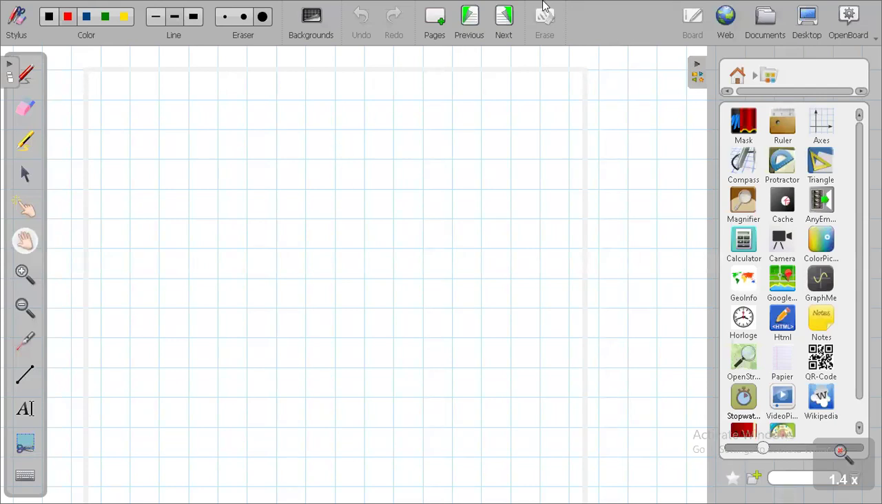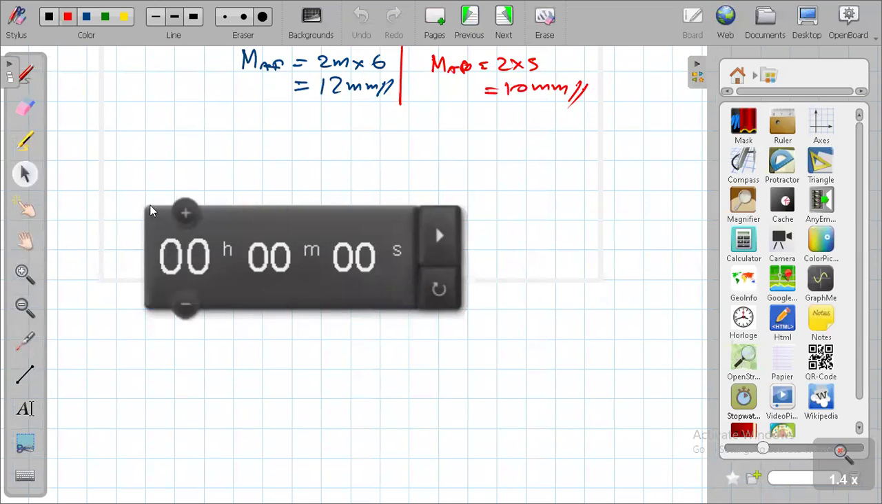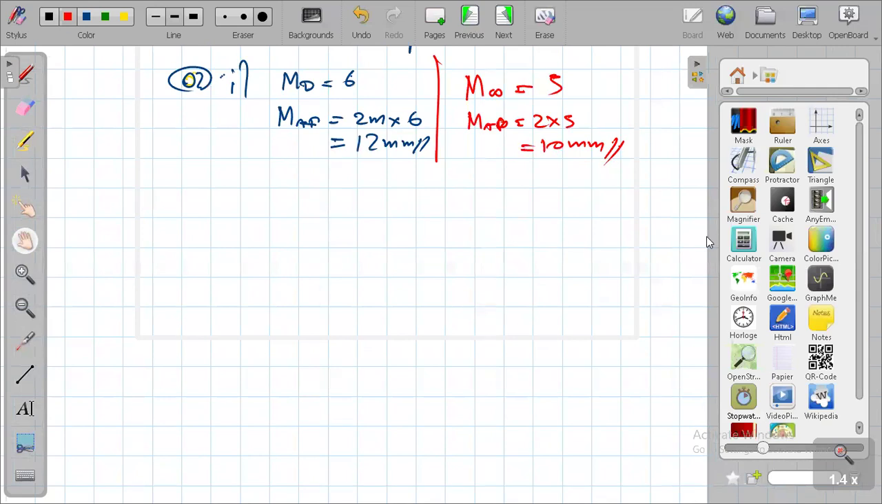To gain higher magnifying power, for both equations, the denominator of the equation should be very small. In other words, the focal length should be very small.